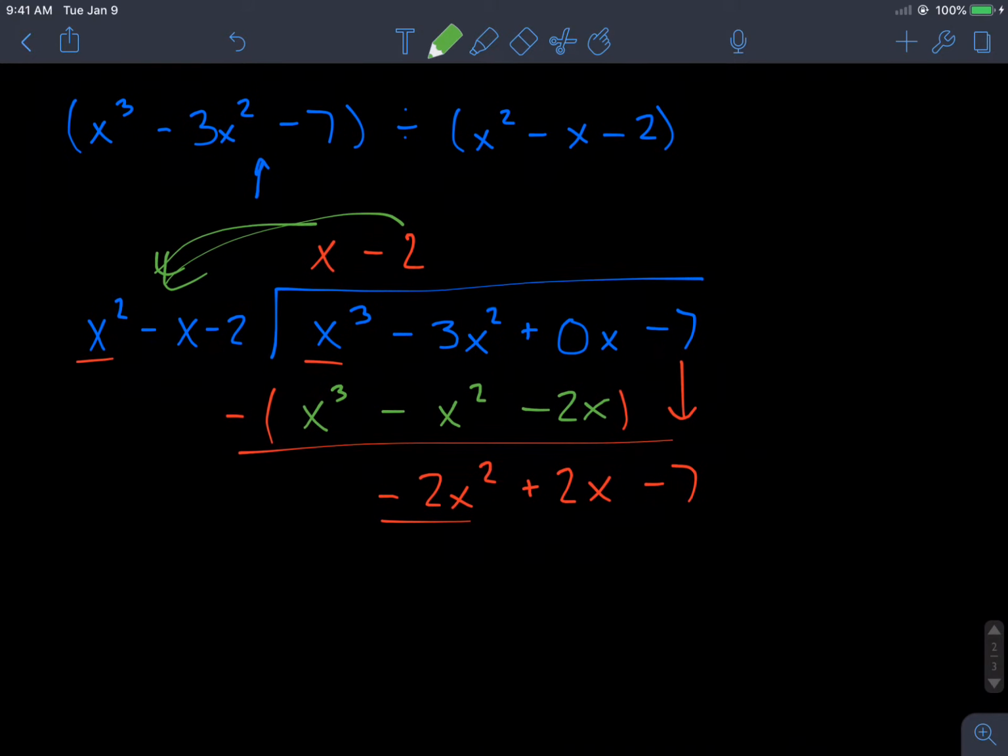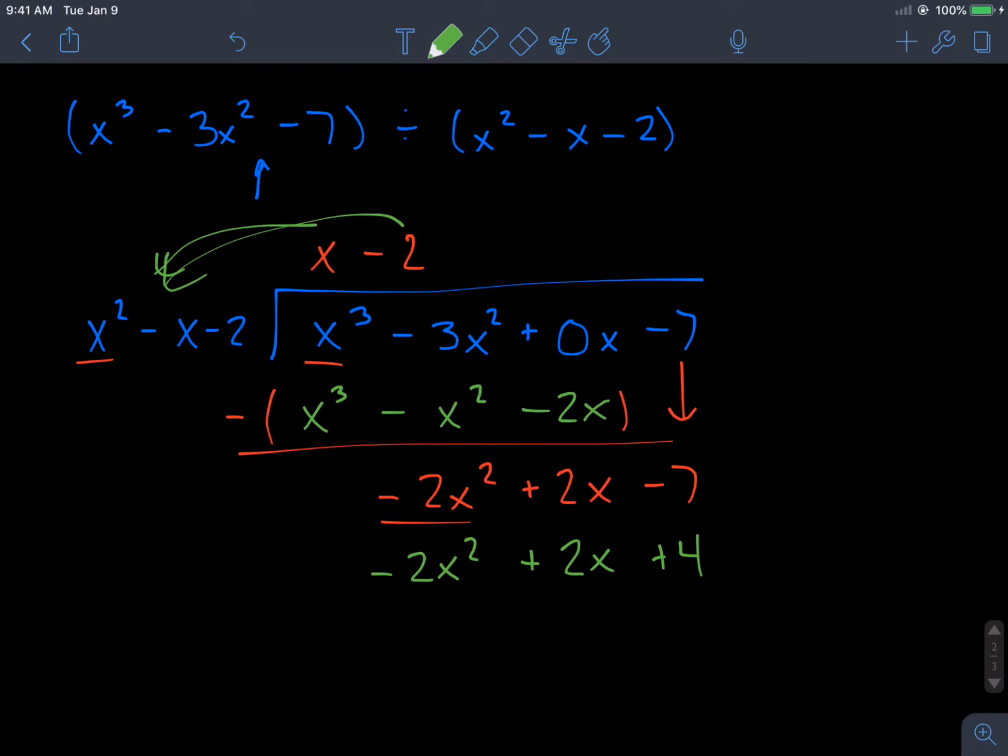Multiply that by the whole thing on the left. So negative 2 times x squared is a negative 2x squared. Negative 2 times a negative x is going to be plus 2x. And negative 2 times a negative 2 is going to be plus 4. And then this whole thing needs to be subtracted.